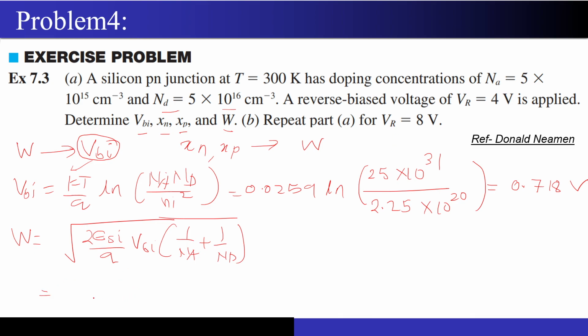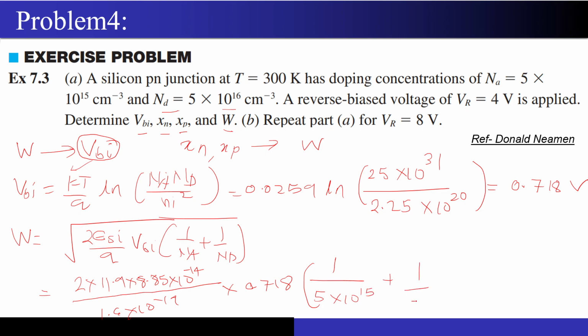So what it will be: 2 into epsilon_Si, which is 11.9 into the dielectric constant of free space, 8.85 into 10 to the power minus 14, right? So what is the value of q? 1.6 into 10 to the power minus 19, correct? Into, what is the value of VBI? 0.718, correct? And let me put 1 upon Na plus 1 upon Nd. So it is nothing but 1 upon 5 into 10 to the power 15 plus 1 upon 5 into 10 to the power 16, correct?